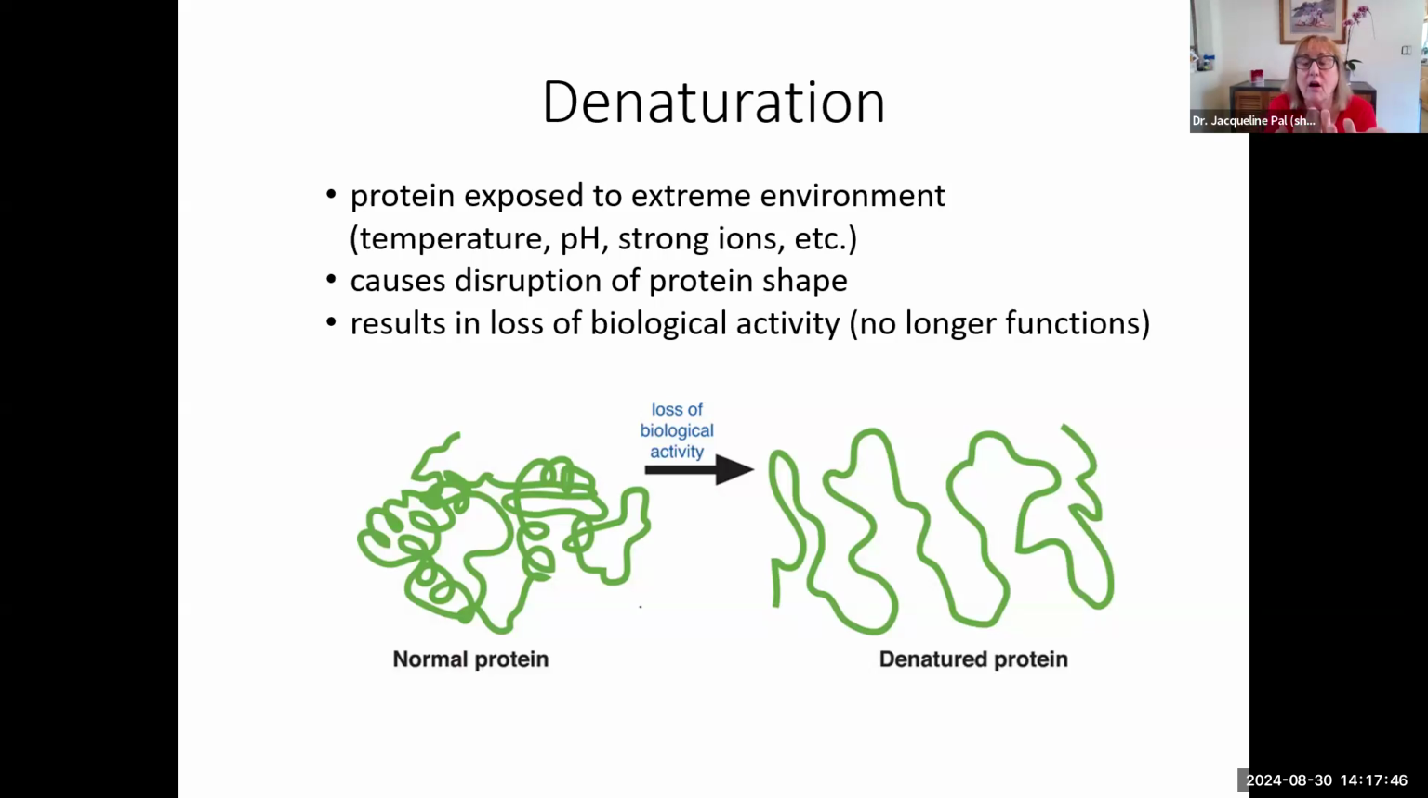An example of this is a group of diseases which are known as prion diseases. You ever heard of mad cow disease? That's an example of one.